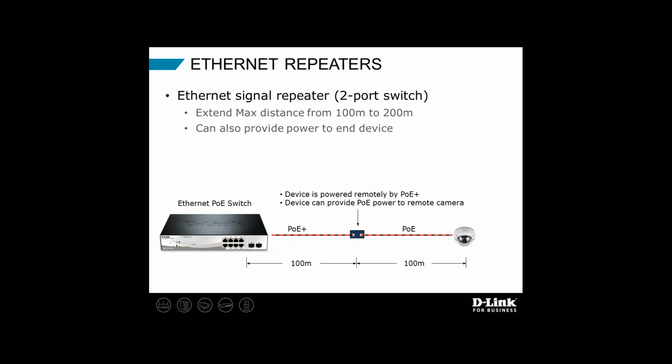Now, let me ask you a question. That little device here, is that a PSE or a PD? And my answer is it's both. It's a PD because it's receiving power from the switch on the left, and that's what turns it on and operates it, but it's also acting as a PSE because it's propagating or extending POE power the rest of the way, the second 100 meters down to that PD, the IP camera.